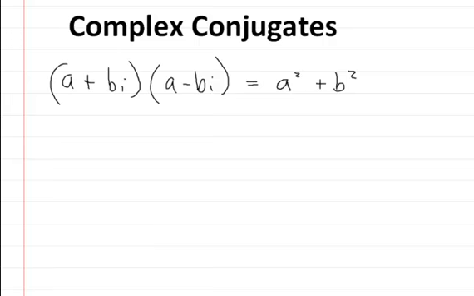This video is on complex conjugates. Here I've written out the form of complex conjugates.